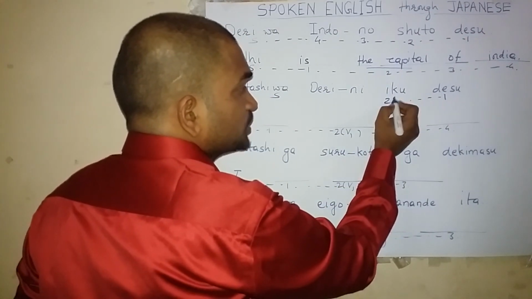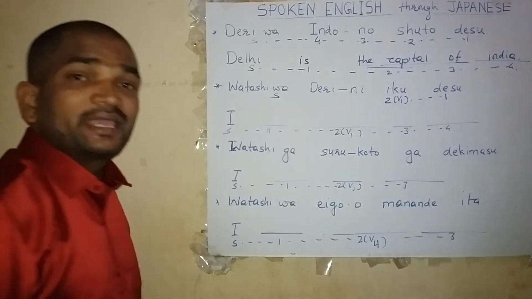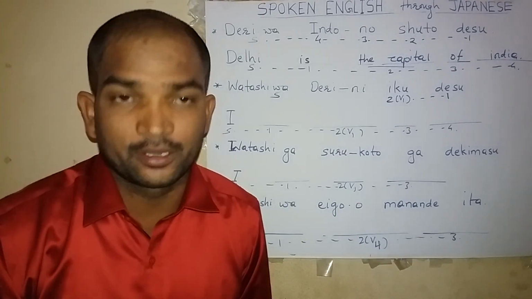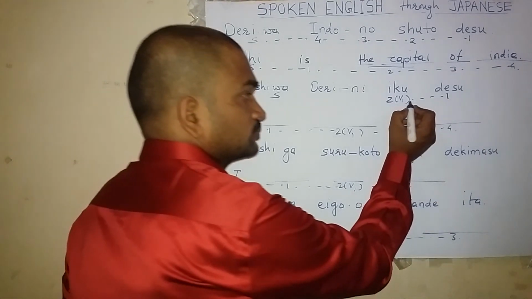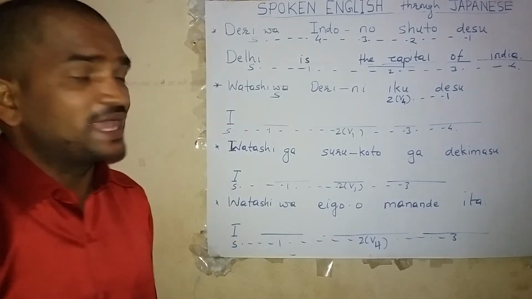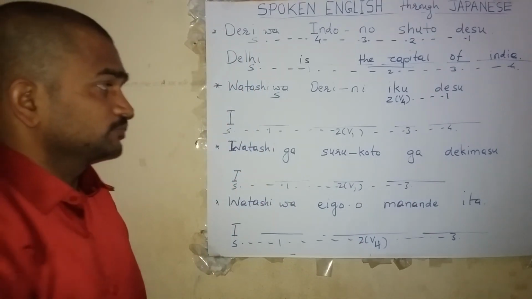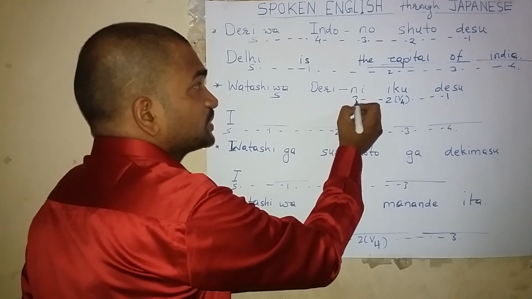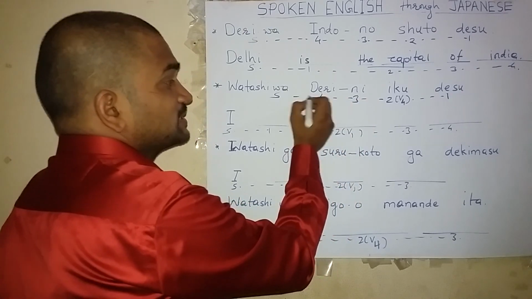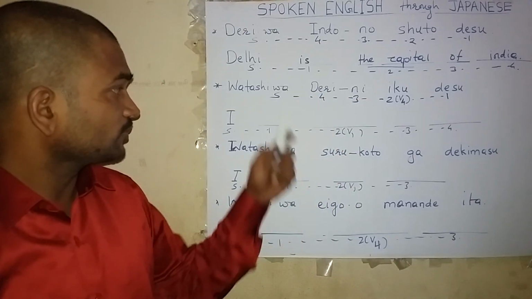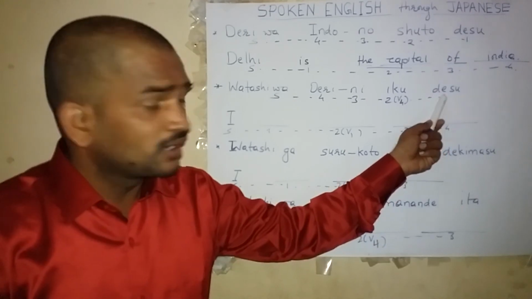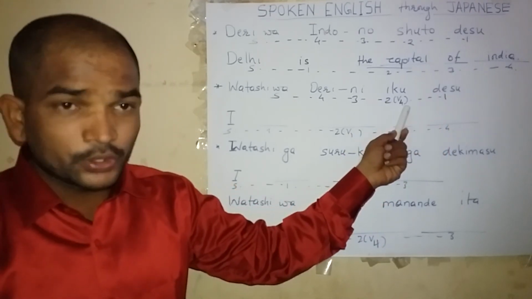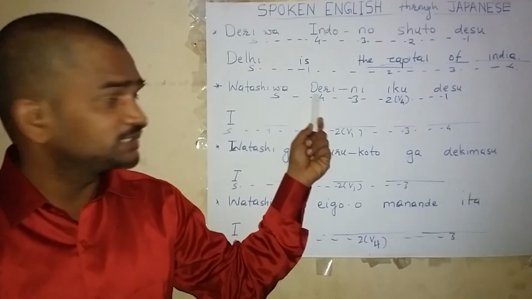Before that, the word about to is iku. The English word for iku is going. This is for the ing form. The English word for ni is to. The English word for there is Delhi. Look here. I am going to Delhi.